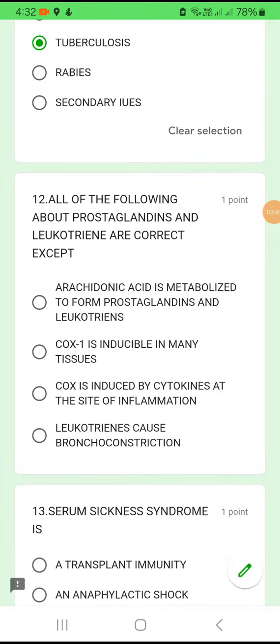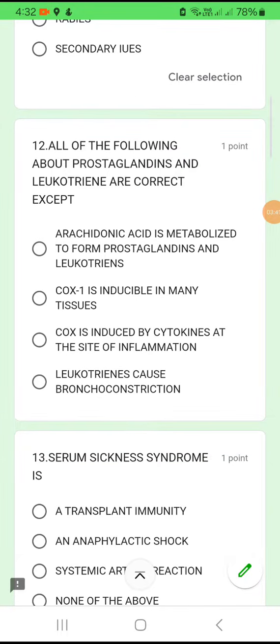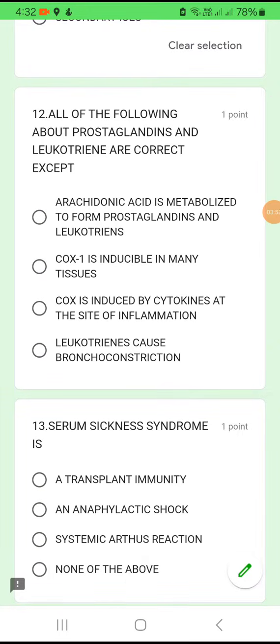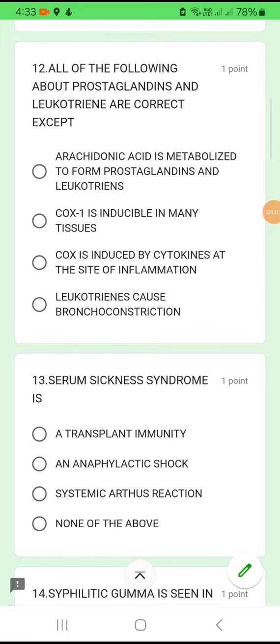Question number 12. All of the following about prostaglandins and leukotrienes are correct except, so we have to read all the options. Option A, arachidonic acid is metabolized to form prostaglandin and leukotrienes. That is a correct statement. COX-1 is inducible in many tissues. No, that statement is doubtful. Option C, COX-2 is induced by cytokines at the site of inflammation. Yes, definitely it is induced by cytokines at the site of inflammation.